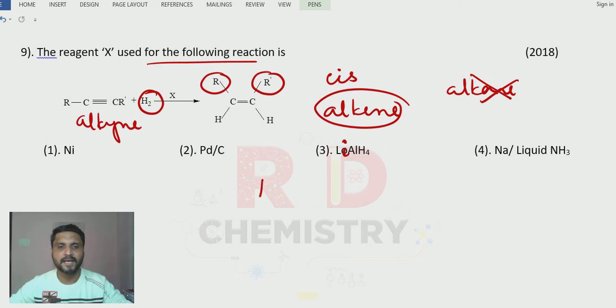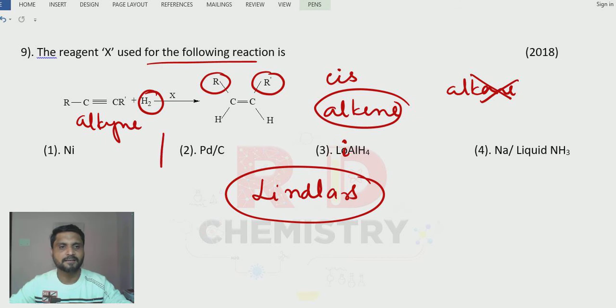To get cis alkene, you have to make use of the Lindlar catalyst. What is Lindlar catalyst? Lindlar catalyst is nothing but palladium mixed with carbon. So it is a palladized carbon. So the answer is option number 2 here.